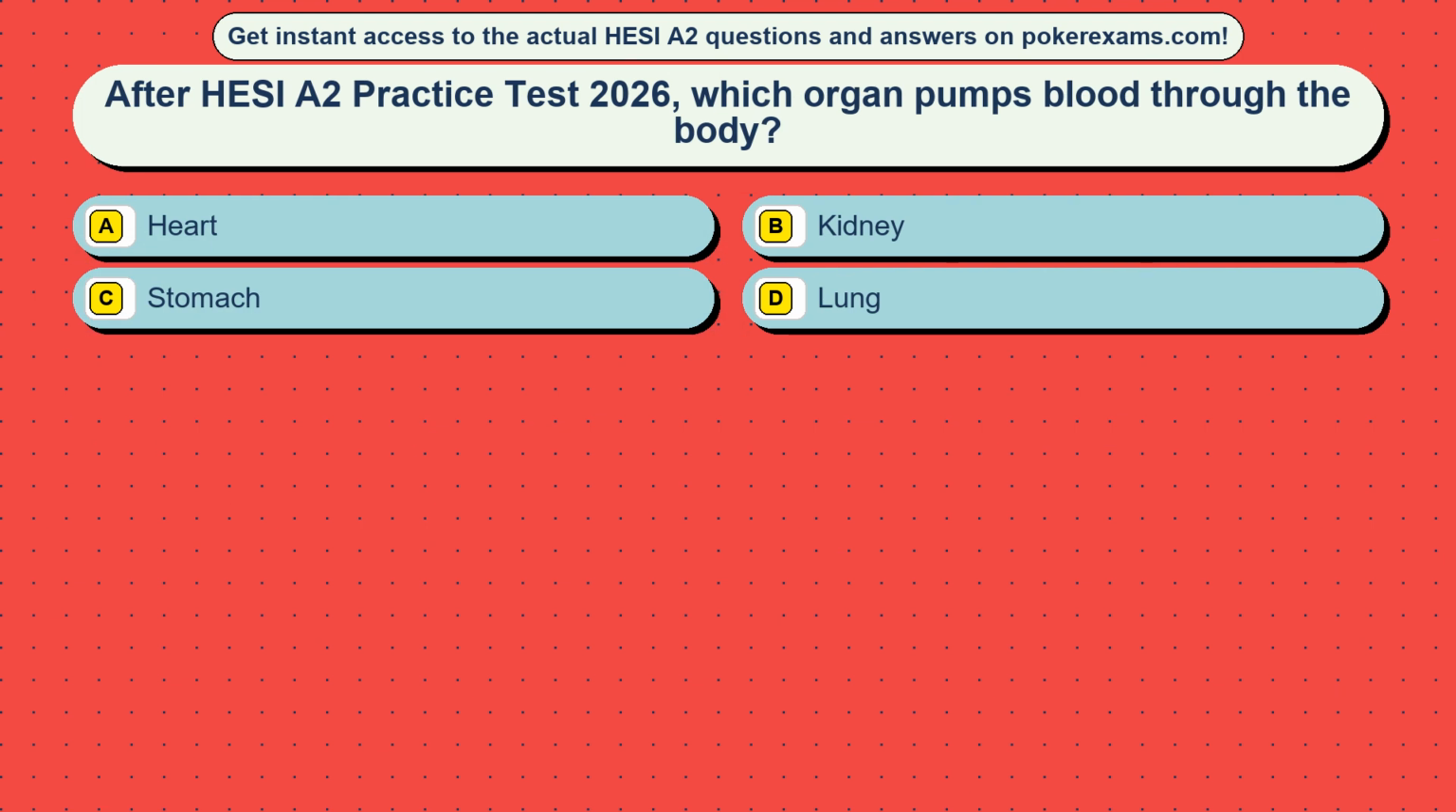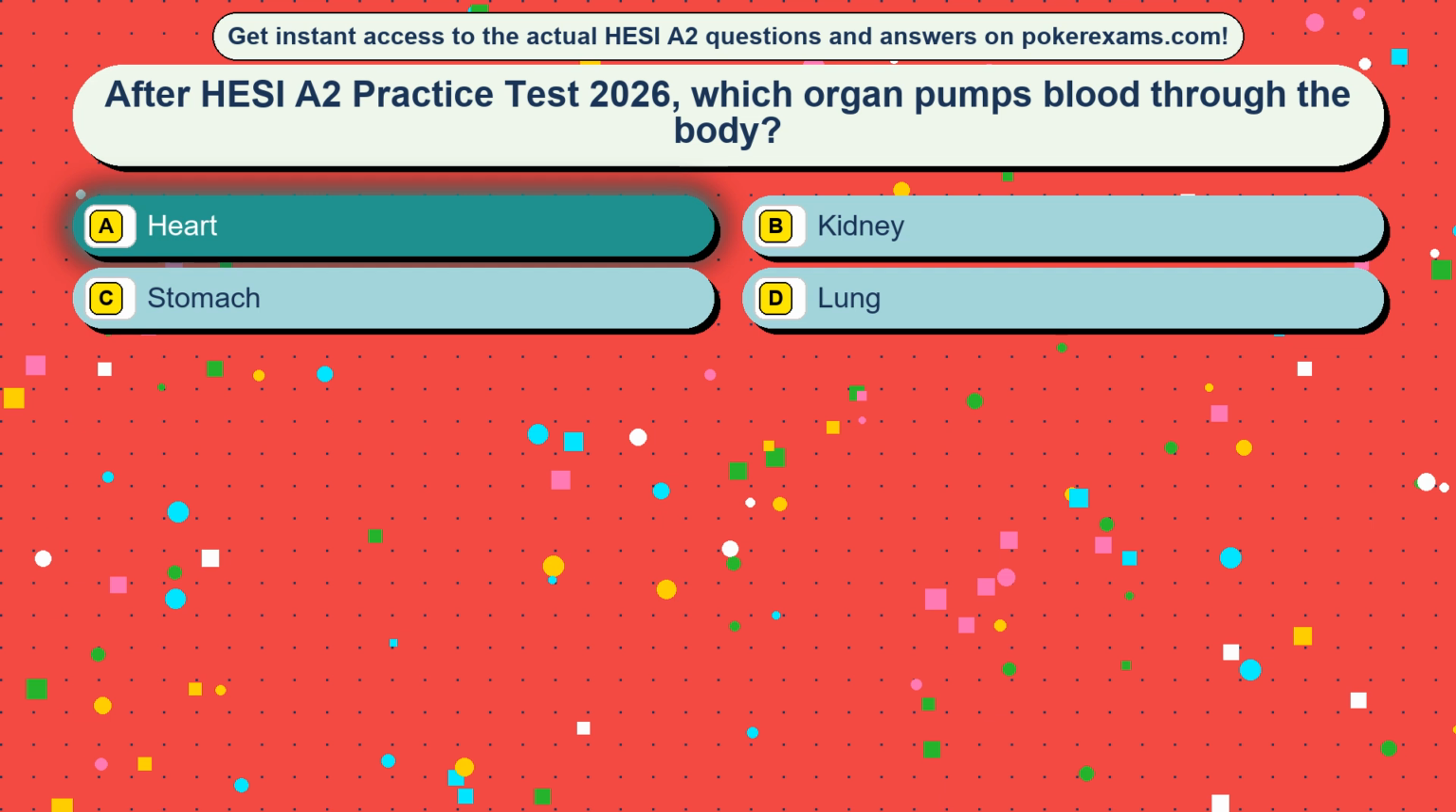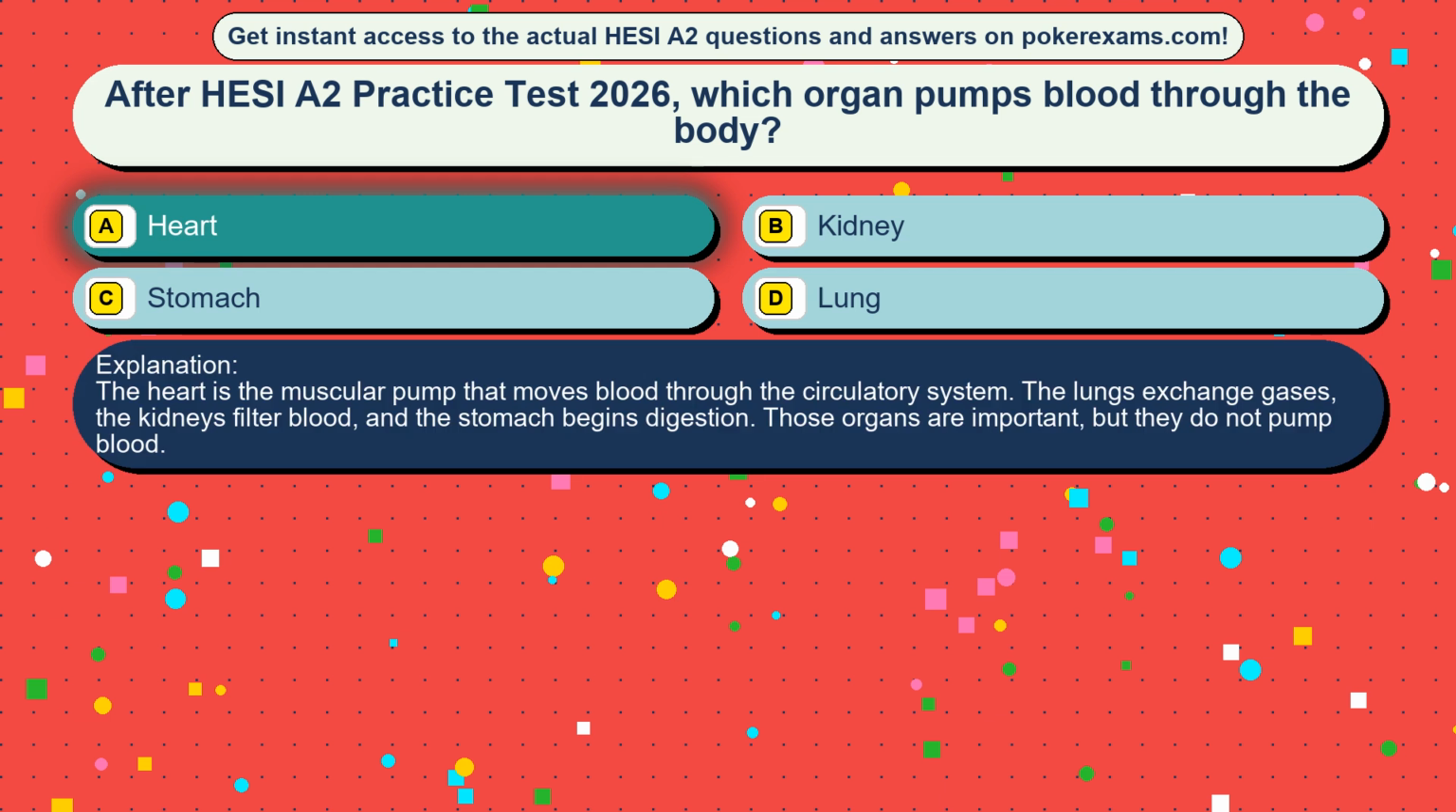Question 6. After HESI A2 Practice Test 2026, which organ pumps blood through the body? Option A, heart. Option B, kidney. Option C, stomach. Option D, lung. The correct answer is Option A, heart. The heart is the muscular pump that moves blood through the circulatory system. The lungs exchange gases, the kidneys filter blood, and the stomach begins digestion. Those organs are important, but they do not pump blood.